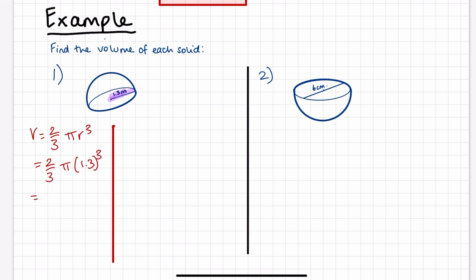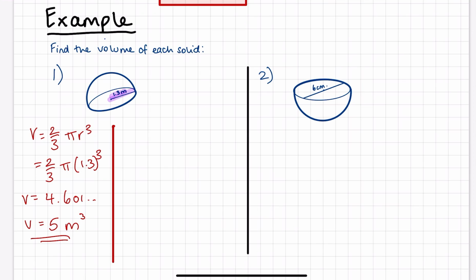Okay, let's put that in the calculator. Cubed. That equals 4.6101, etc. Let's round that to the nearest whole. That's going to be 5, and meters cubed is our units. Okay, so that's using the formula.